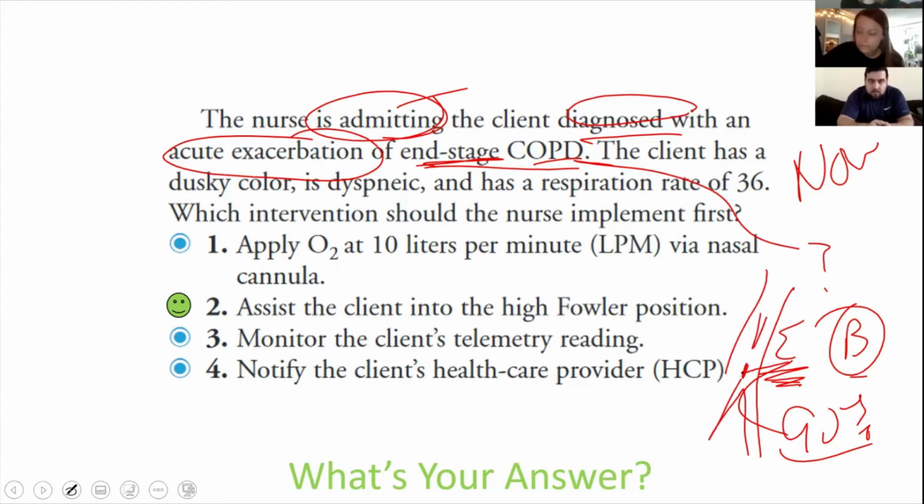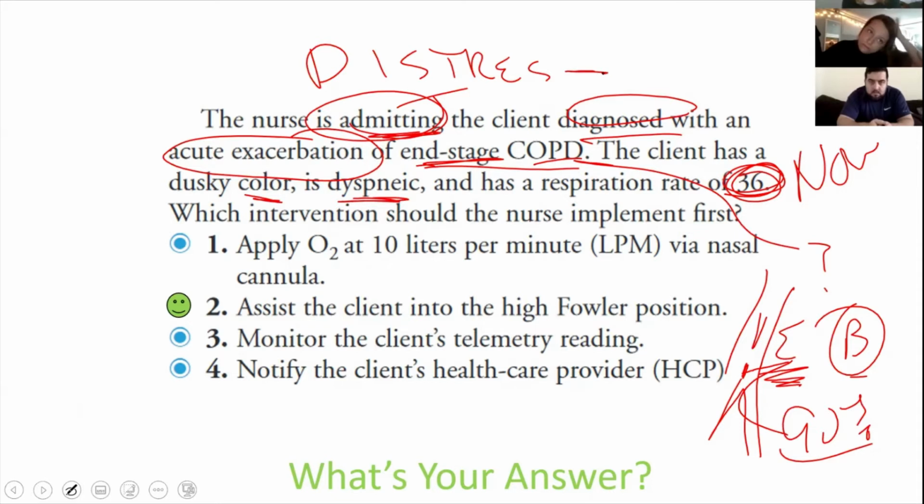Next, there's dusky color, in case I didn't see that there was a problem. You have dyspnea too, in case you didn't see there's a problem. And in case you didn't see there's a problem, 36 respirations. So this patient is in distress. I'm admitting them in distress.